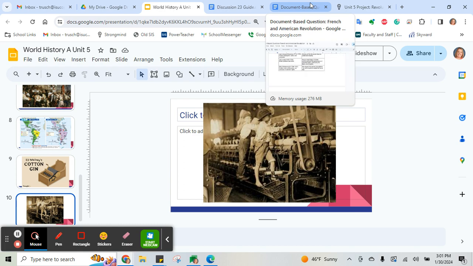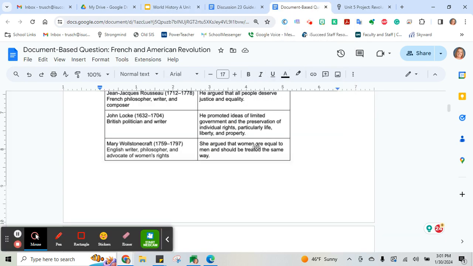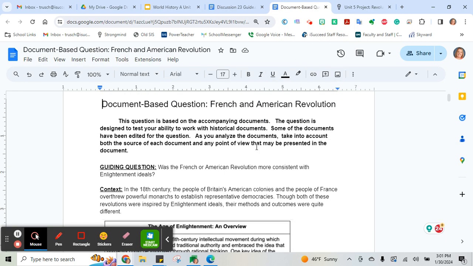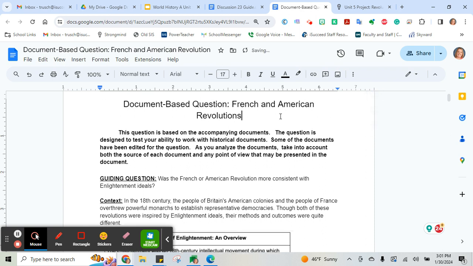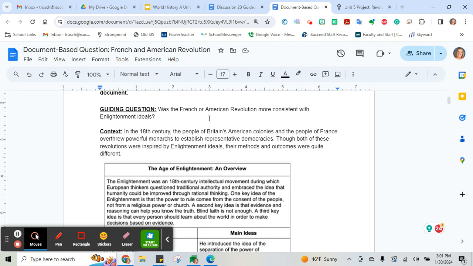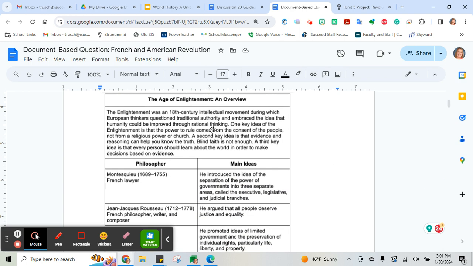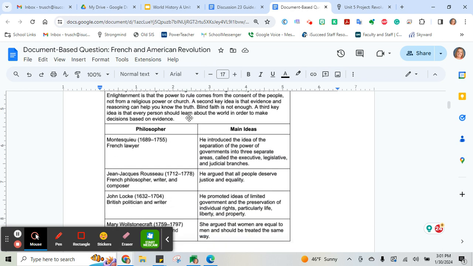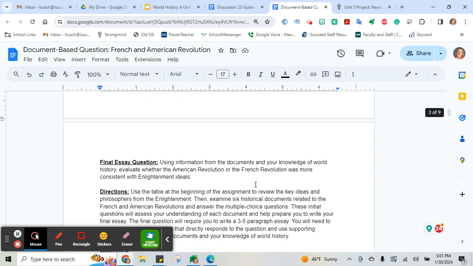At the end of this unit, what I want you to do is complete the document-based question about the French and American Revolutions, how about that? So we'll be talking about, was the French or American Revolution more consistent with Enlightenment ideas? Okay, so it gives you a good overview of the ideas of the Enlightenment.